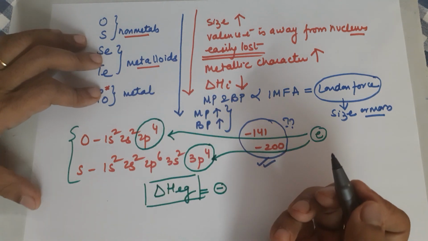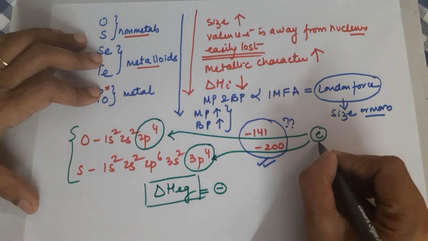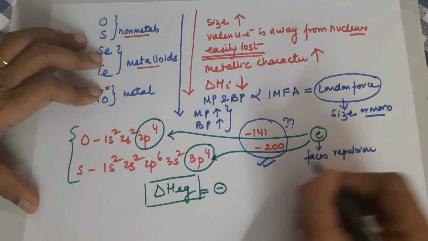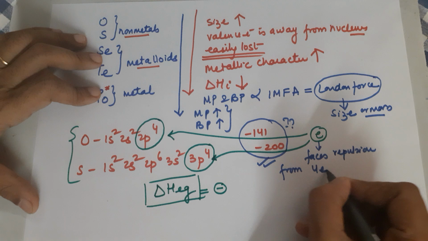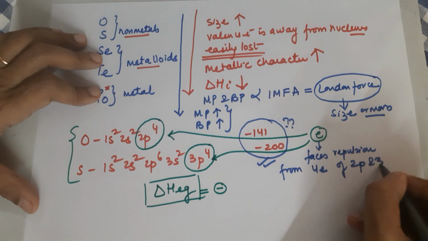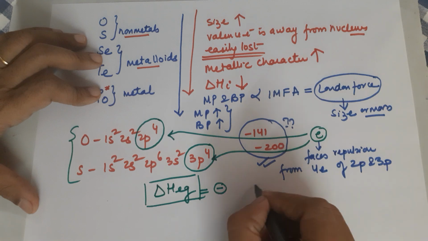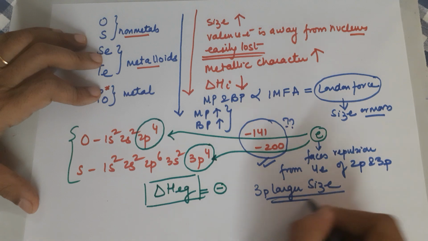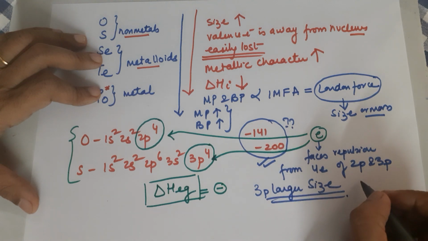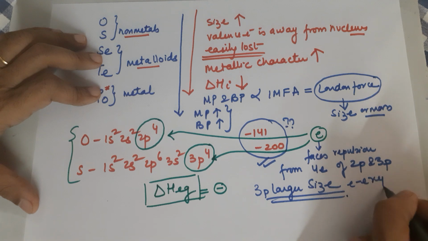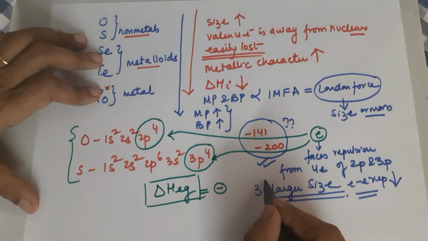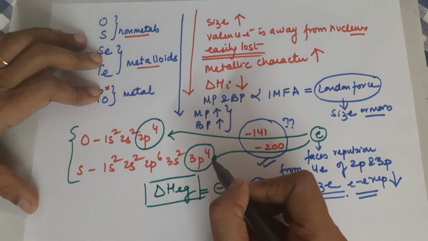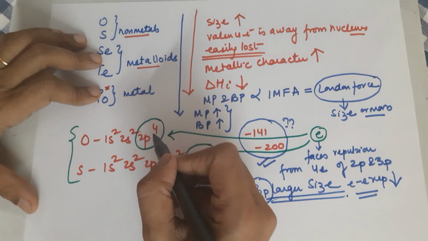The question is why so? And the reason is this: the incoming electron faces repulsion from 4 electrons of 2p and 3p, and as you very well know, 3p has a larger size. Because of the larger size, the electron repulsion would be less. So your electron repulsion is less in the case of 3p. Therefore, electron gain in 3p becomes slightly easier than electron gain in 2p.